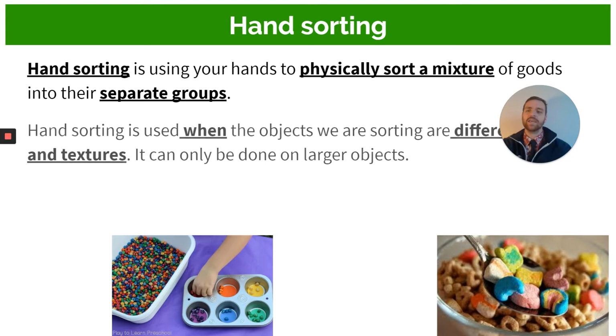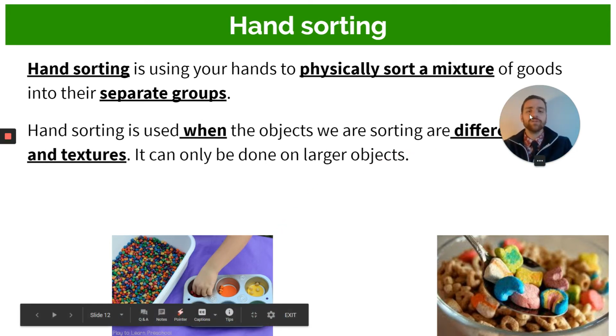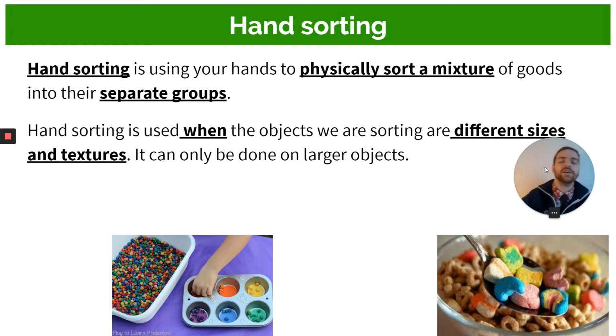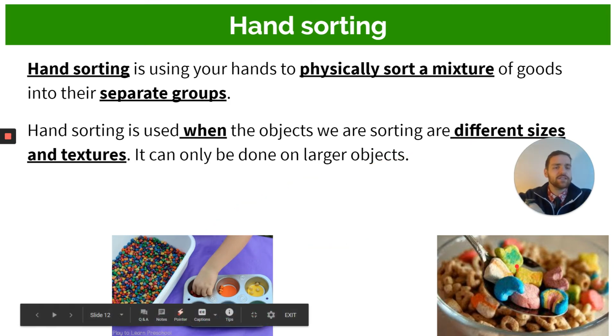Simple, easy. Hand sorting is when the objects we are sorting are different sizes and textures. It can only be done on larger objects. If I mixed salt and flour together and then I told you to sort it, you wouldn't go by hand. You wouldn't go through and say, that's a salt grain, that's a flour grain, that's a salt grain. No, you use another process. We only do it when there's a different texture, when there's a different sort of substance. All these things are big and different sizes. So here they're different colors. Here he's sorting marshmallows out. It's a different texture and a different size to his cereal. That's when we use hand sorting.